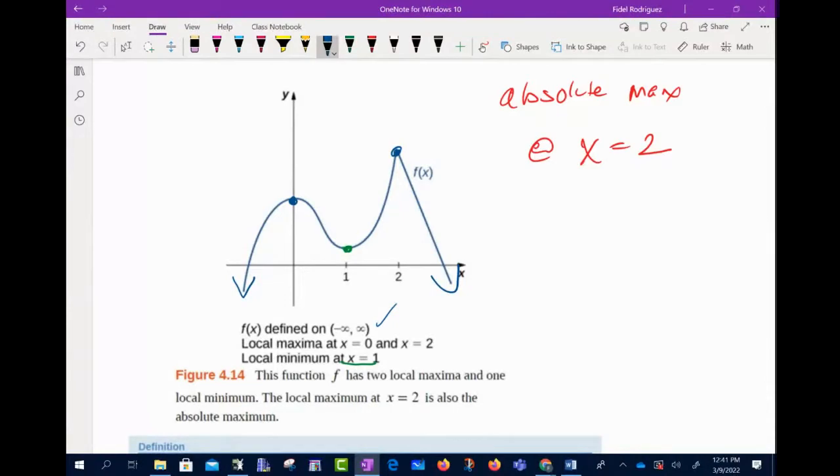Question. Do we have an absolute minimum? No, because the graph goes down and down and down forever, right? In order for us to have an absolute minimum, there would have to be a point that is lower than all the other ones. And because the graph goes down forever and ever, there could never be an absolute minimum, right? Because you could say, look, I found the lowest point. And we would say, well, did you really find the lowest point? Because it continues to go forever.